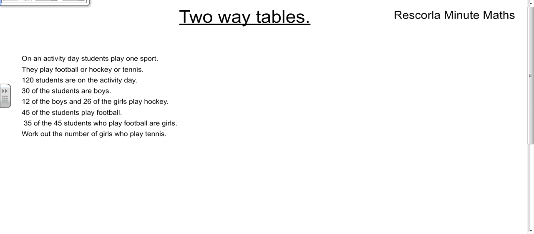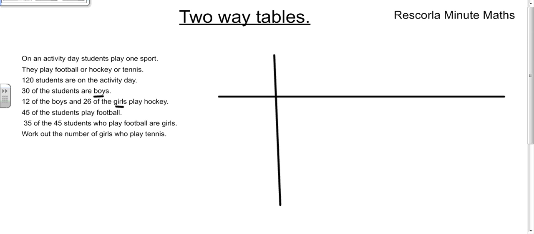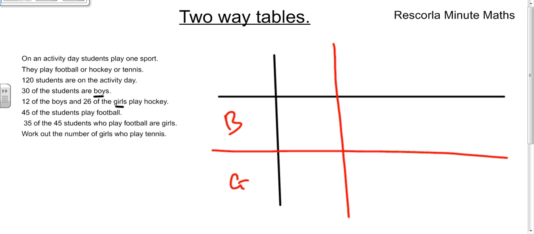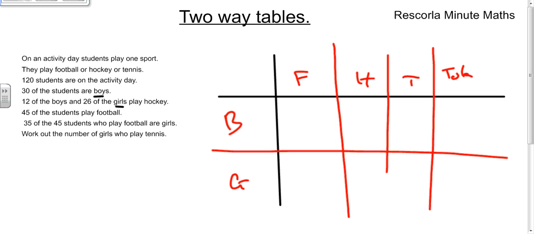And the key thing about this is there's two variables, so two things that you can measure. So here you can measure what activity you're doing. You can either do football, you can do hockey, or you can do tennis. And also you're told that the students are either boys or girls. So what we're going to do is we're going to draw a table. And that table is going to look like this here. And then the table's either going to be boys or girls. So if we write down here, boys or girls, and then down here you can either do football, you can do hockey, or you could do tennis. And now what you also need at the end is you need totals.